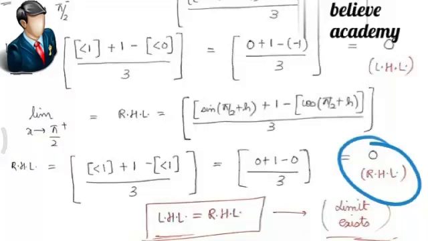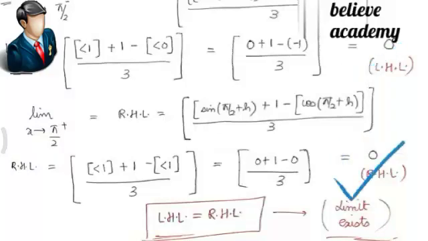Now once again the left hand limit is equal to the right hand limit. So it basically implies that the limit exists and it is equal to 0.